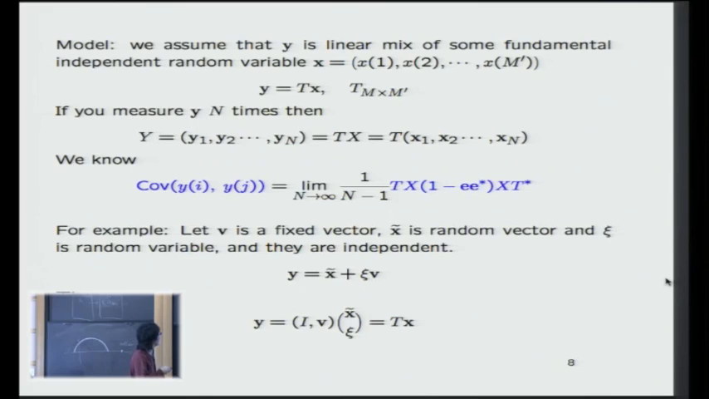Both of them are n, because you measure n times. Each time you get, like the first time you get y1, y1 equals t times x1. So x1 is the vector. The coordinates are different. It's just the time at which you measure it.